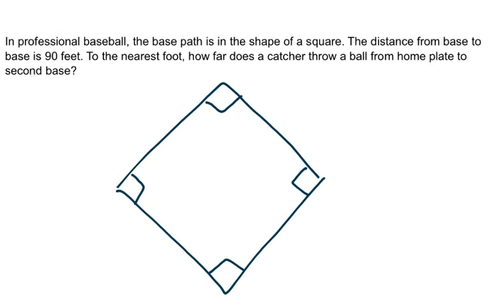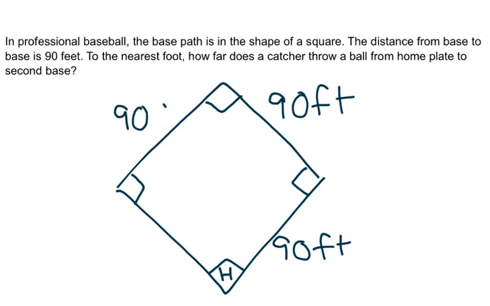The distance from base to base is 90 feet. So if this is home plate, we'll do a little H for home plate. That's 90 feet. That means they're all 90 feet because it is a square.